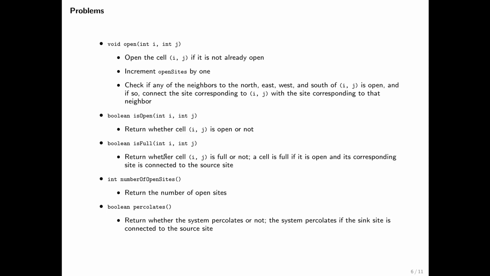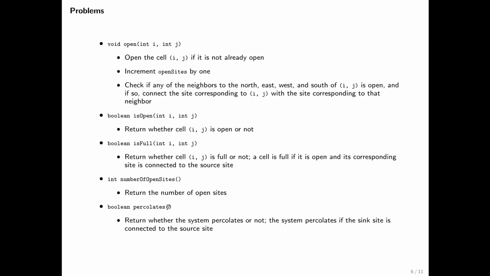And if you look at it from the union find data structure standpoint, what it translates to is that a cell is full if and only if it is open and its corresponding site in the union find data structure is connected to the source, the virtual source site. Okay, so that's the idea that you would use to implement isFull. Number of open sites is trivial. You simply return the variable that stores the number of open sites.